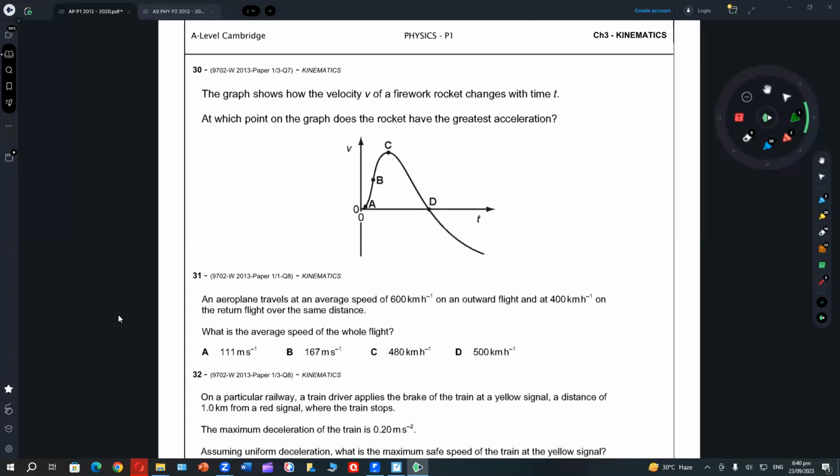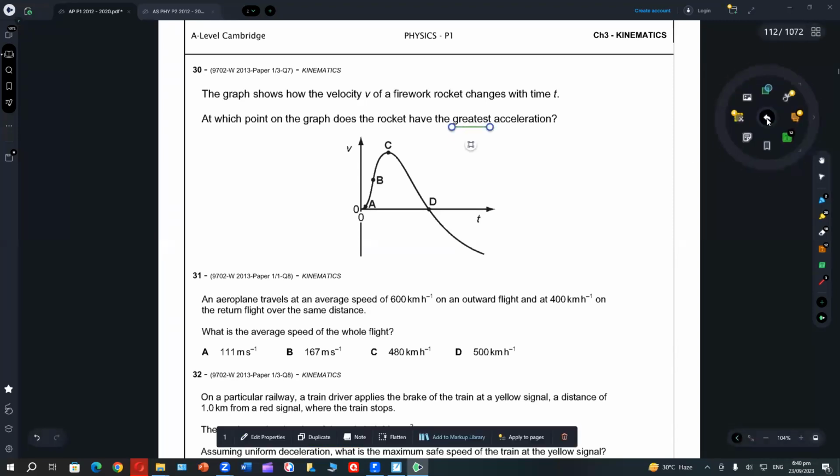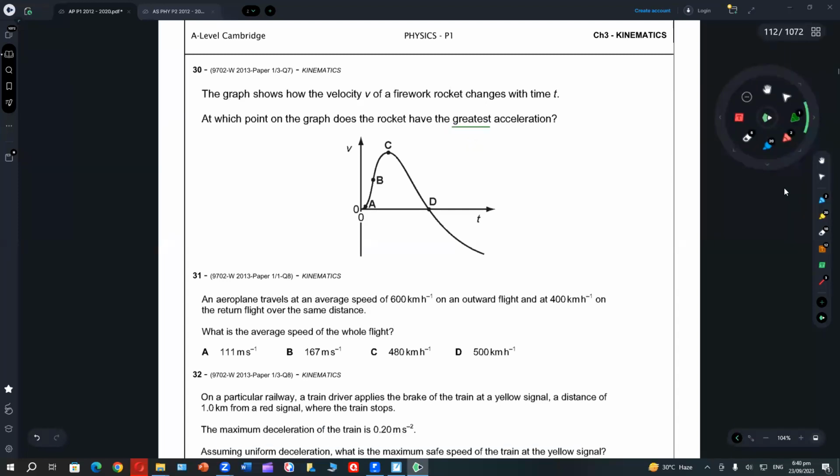The graph shows how the velocity of a firework rocket changes with time. At which point on the graph does the rocket have the greatest acceleration? Now, sir, this is a very technical question. For that, you just have to find the gradient. So it's just going to be B.